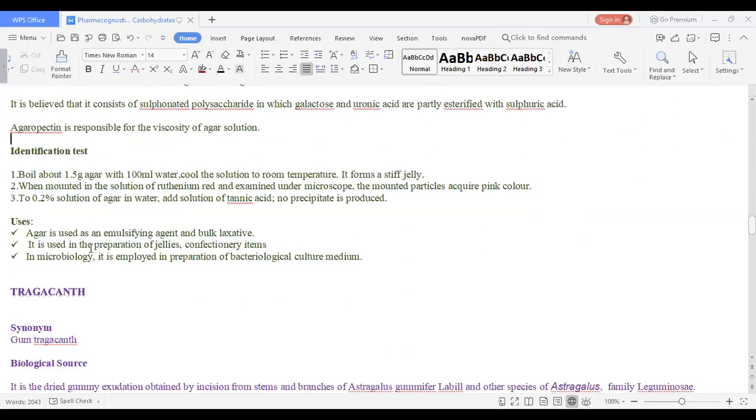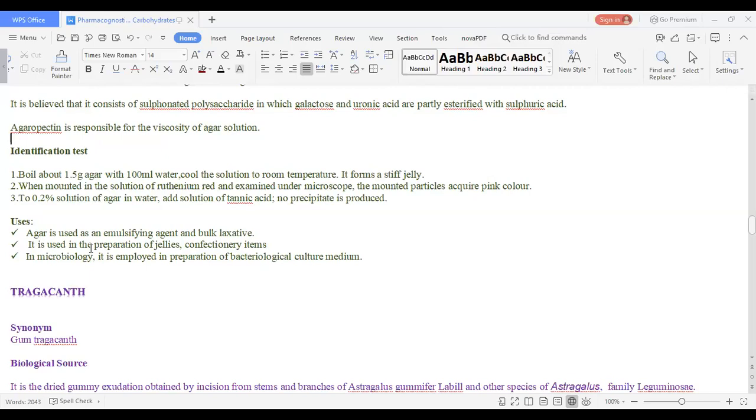Next, coming to its identification tests. For performing the identification test, you can follow three methods. The first one is to boil about 1.5 grams of agar with 100 ml of water. Later, you have to cool the solution to room temperature. It forms a stiff jelly.